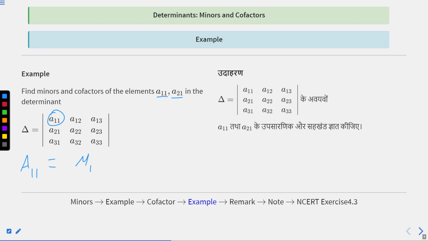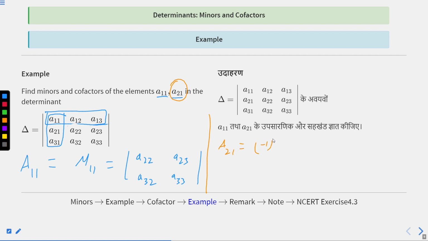Now M11, how will we find it? To find the minor, eliminate the first row and first column. You are only left with these entries, the 2 cross 2 determinant. So to find M11, you have to evaluate this determinant: A22, A23, A32, A33. Simple. Now for A21, it will be (-1) power 3, meaning -1 multiplied with M21.